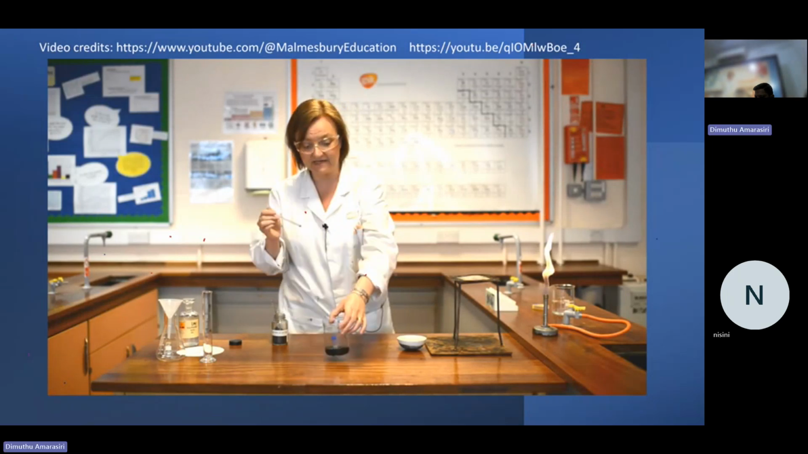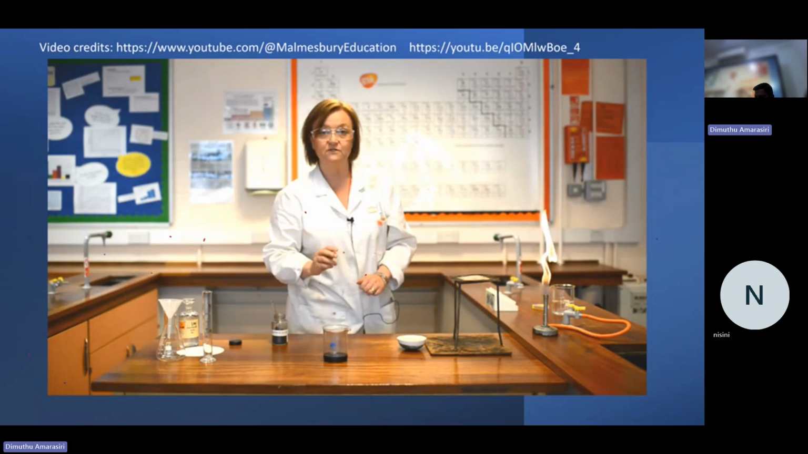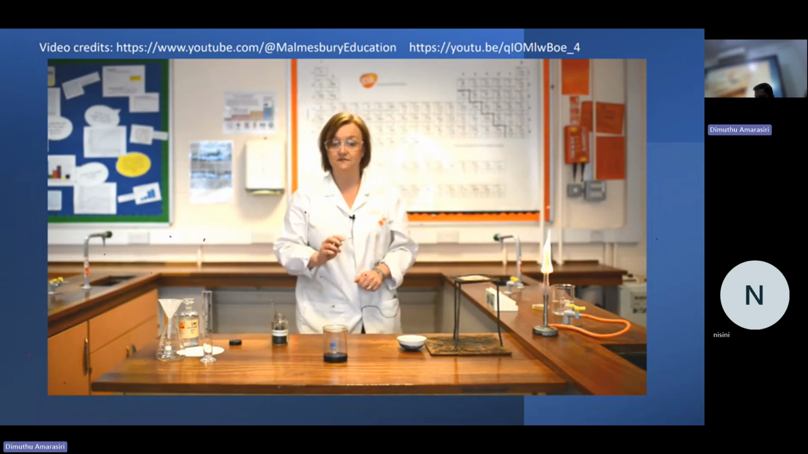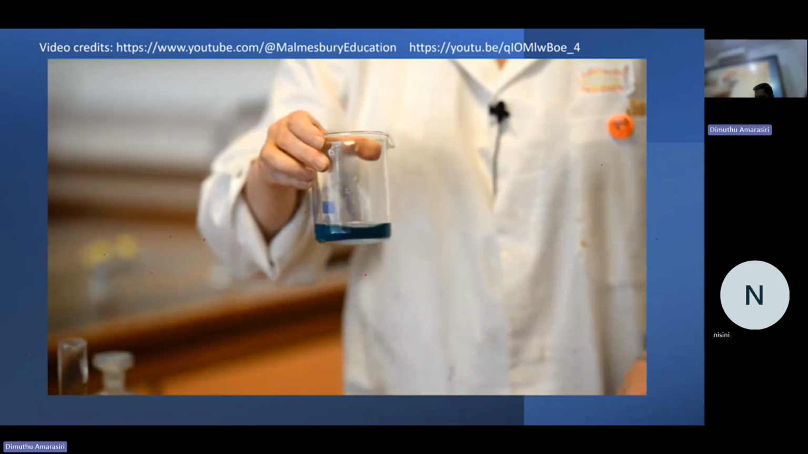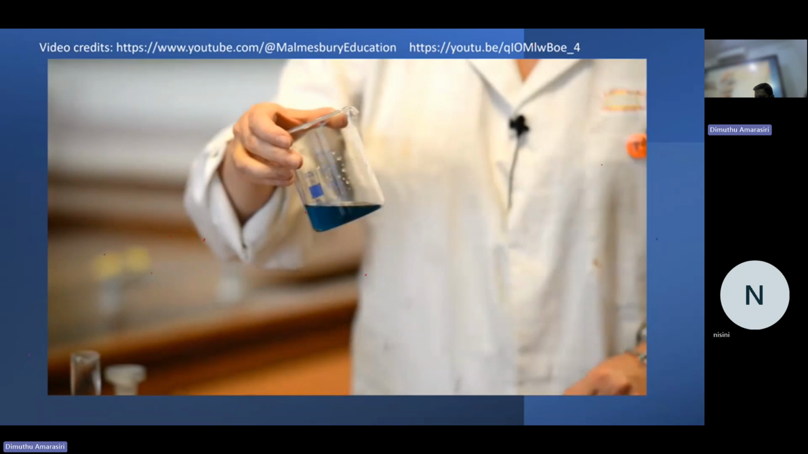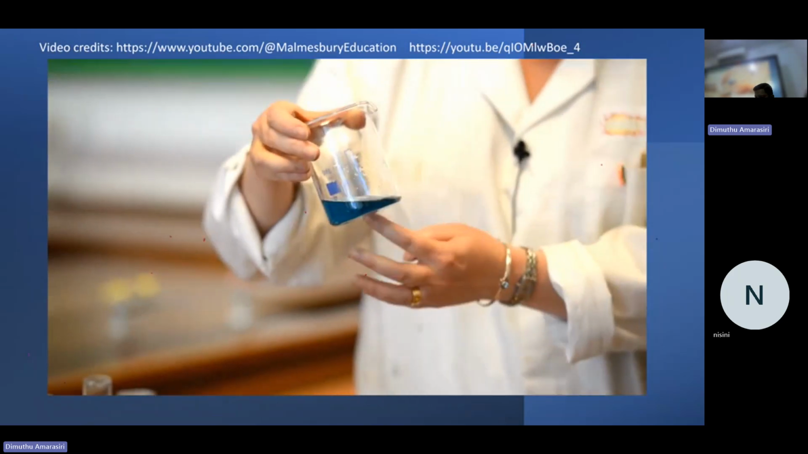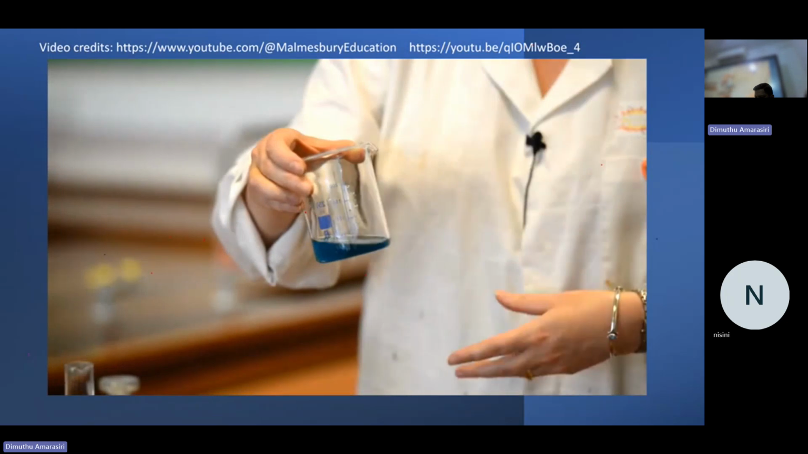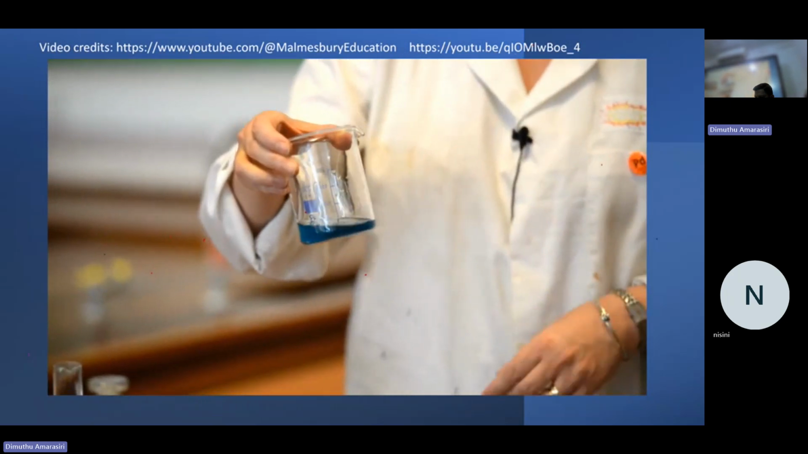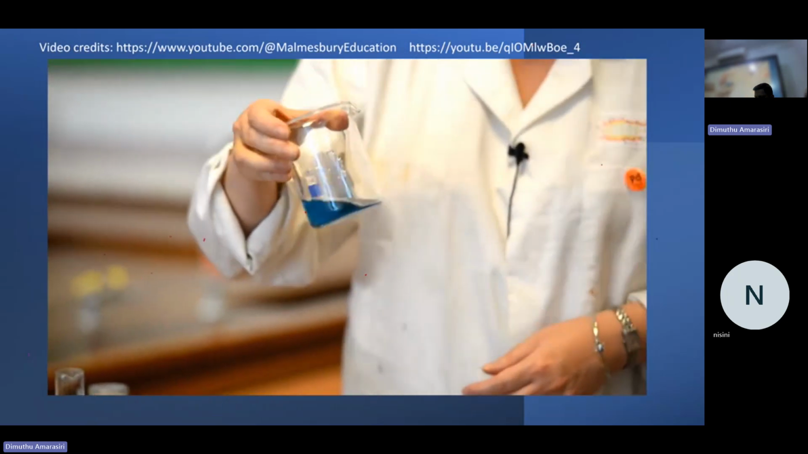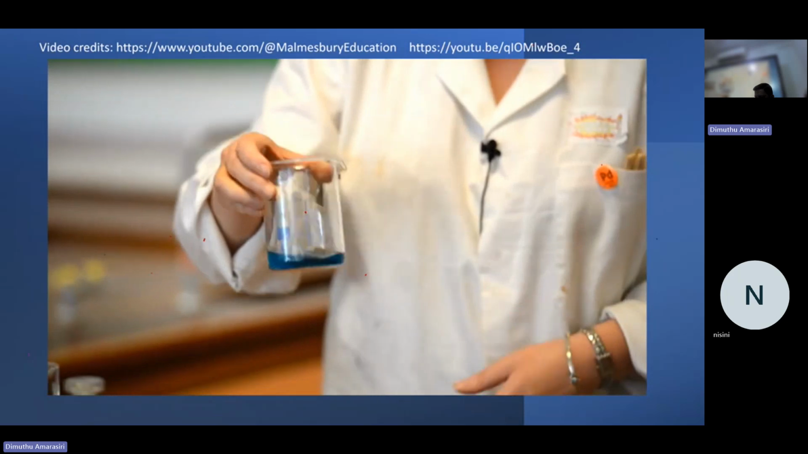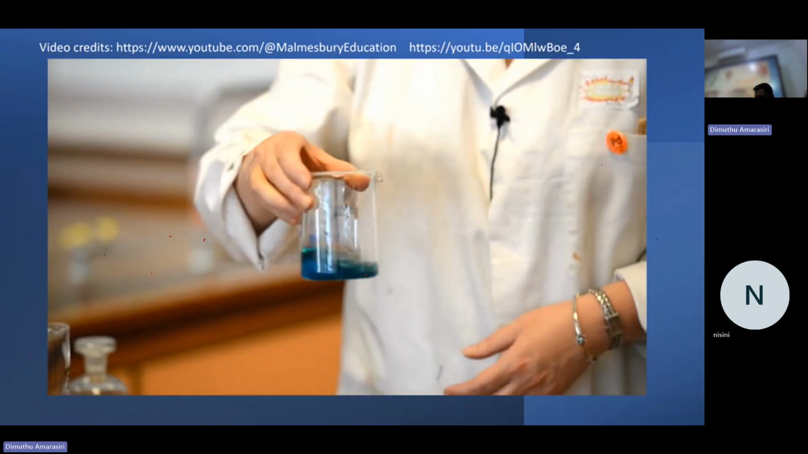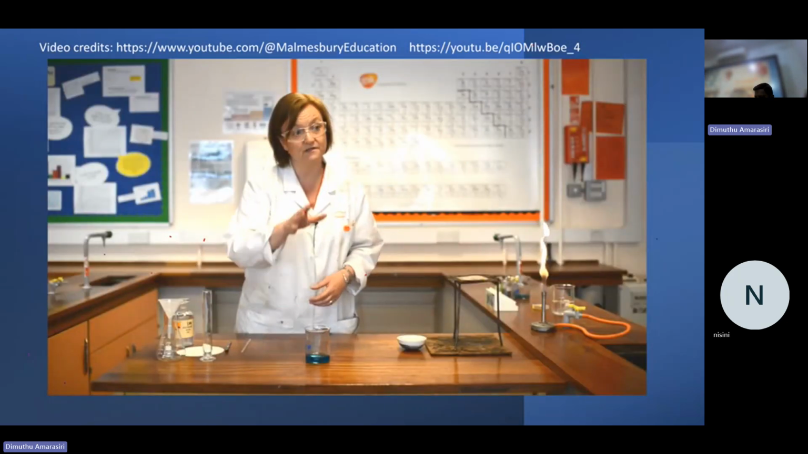And if I leave that to settle, we should see that the liquid is starting to turn blue. So all of that copper oxide that I added to my sulfuric acid has now all reacted. It looks like it's dissolved. In fact, it's reacted and it's formed the soluble salt copper sulfate. So I haven't added an excess. I haven't added more than I need. And I need to make sure I do that so that all of my acid is neutralised.